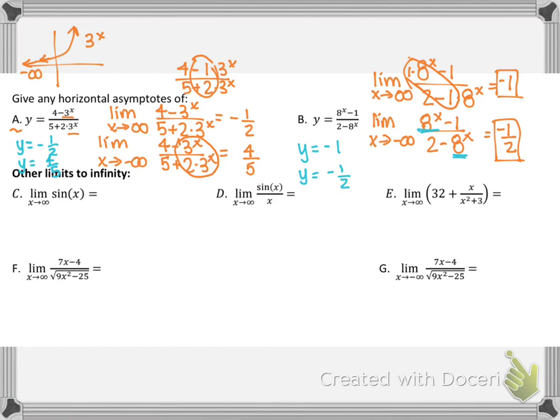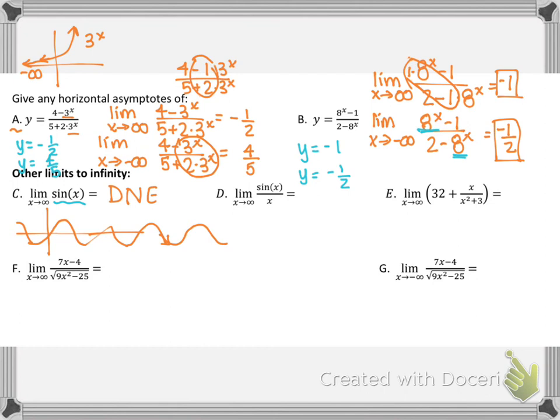Okay, let's look at C. So we have limit as x approaches infinity of sine x. Well, the graph of sine x looks like this. So as our graph goes toward infinity, is this going to narrow in or approach any one specific y value? No. It's going to oscillate between many y values as it goes to infinity. So this one is DNE, does not approach any one y value.